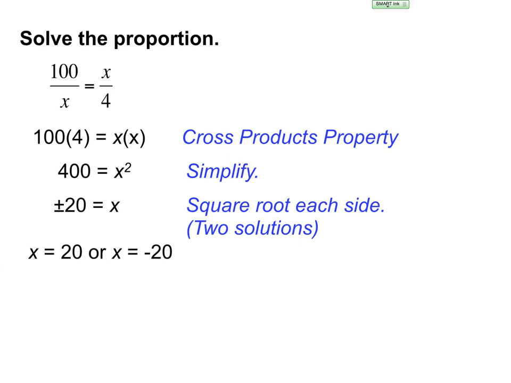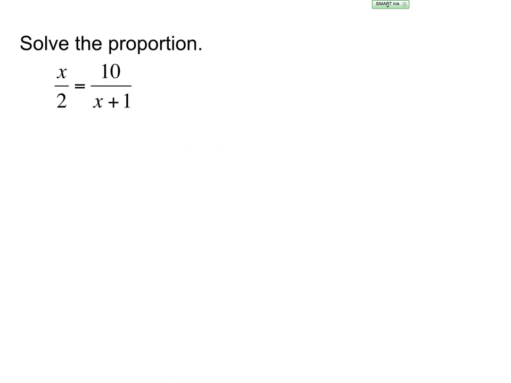Got that one mastered? Question on why I have the two answers? We didn't have that on the last one because you didn't square root at all. Okay, a tougher proportion. Solve the proportion. X over 2 equals 10 over x plus 1. Hard to do mentally. Okay, multiply x times x plus 1. 2 times 10.